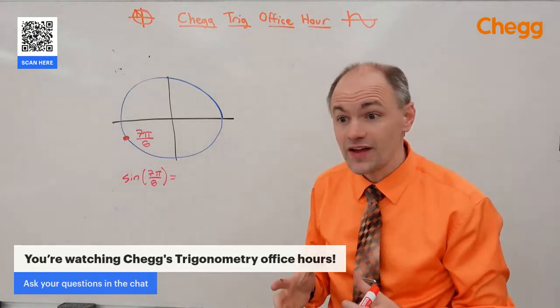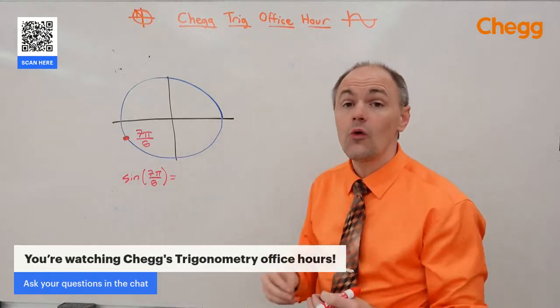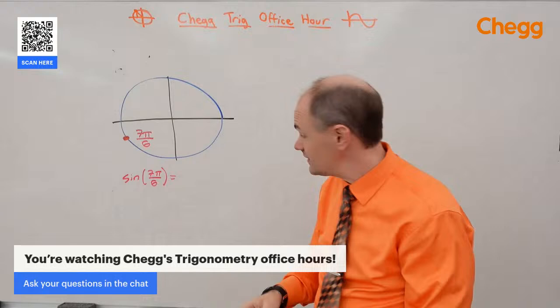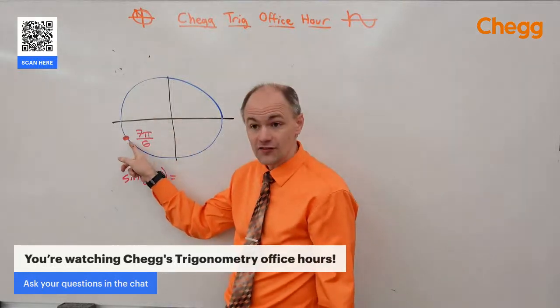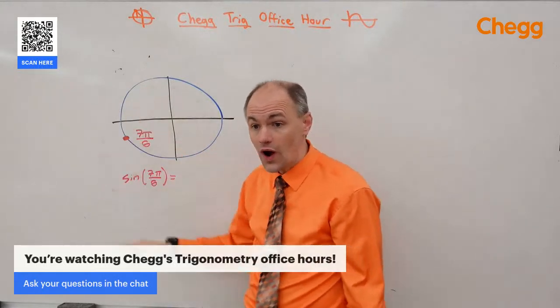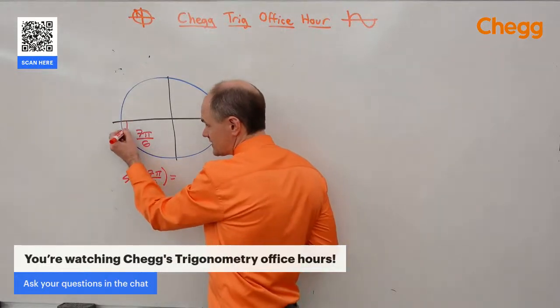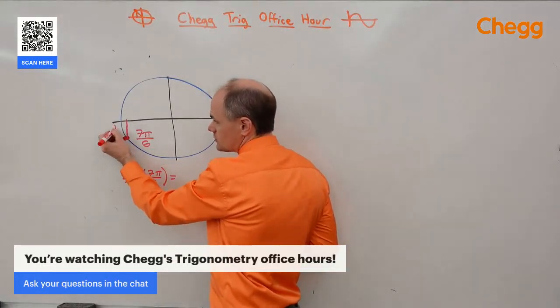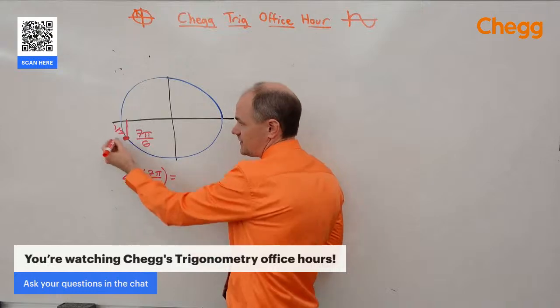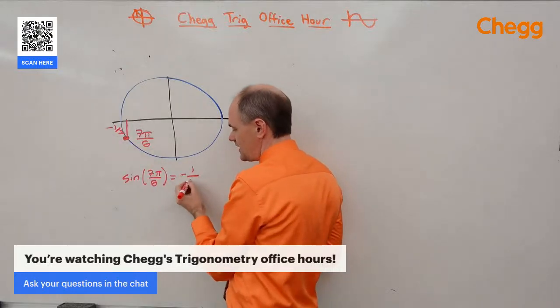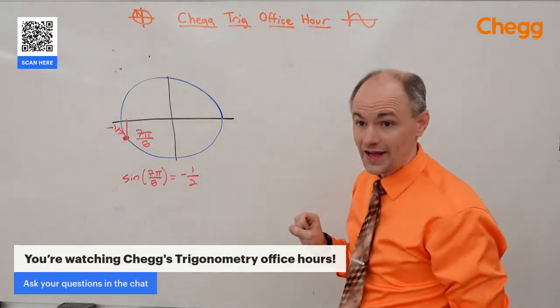Sine is another fancy way of saying, I just want to know what the y coordinate is on an angle of 7 pi over 6. What is the y coordinate here? The y coordinate is this little distance right here, which is going to be 1/2 down. So the sine is -1/2.